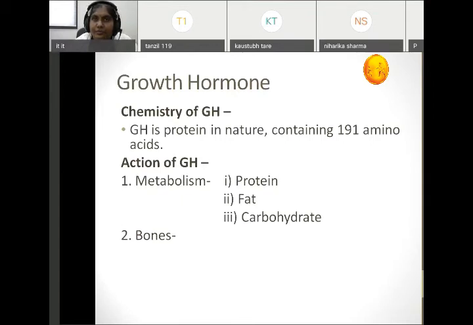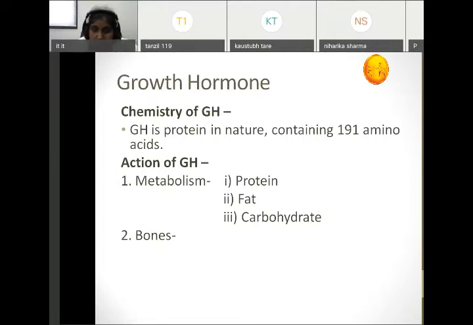Action on bones. I already told that the growth hormone is responsible for the physical growth of tissue. Physical growth means the growth of the bones. When the length of the bones increases, the height also increases. Now, one question is how the growth hormone acts on the bones. It does not act directly on the bones. Remember that growth hormone does not act directly on the bones.